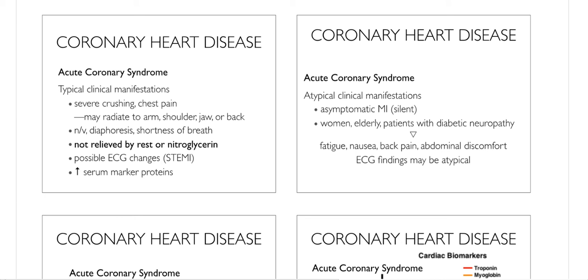Alrighty, so with acute coronary syndromes, we have some pretty typical manifestations. A lot of people complain of severe crushing chest pain as if they have an elephant sitting on their chest. Some people even say that they feel they have a hot knife being stabbed into their heart. That pain may also radiate to the arm, to the shoulder, to the jaw, or the back. A lot of times they experience nausea and vomiting, diaphoresis, a tremendous amount of sweating, and shortness of breath because the heart's telling the body, hey, I'm not getting enough oxygen, up the respiratory rate.